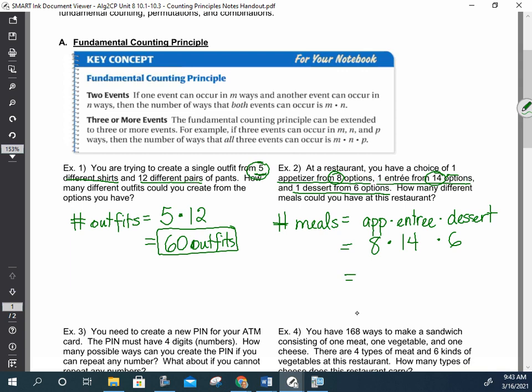Let the calculator do its work. So, how many options do I have? Say that again? 672. 672. So there are 672 possible meals that you can have. There's 672 possible ways for you to pick something to eat for dinner that day.